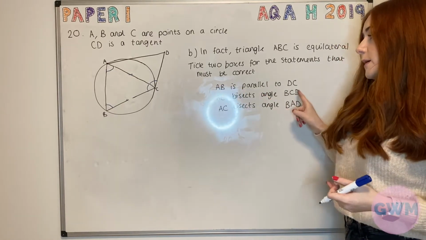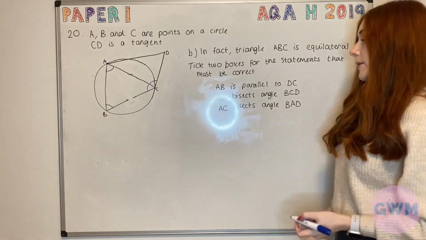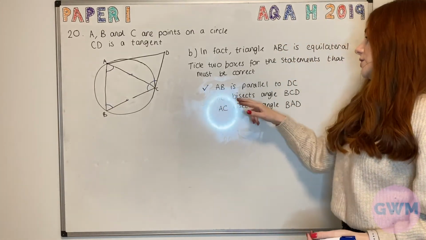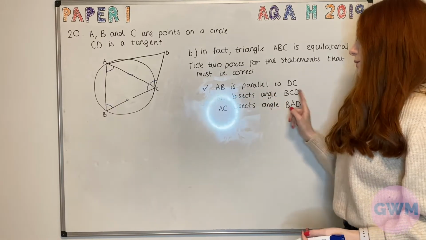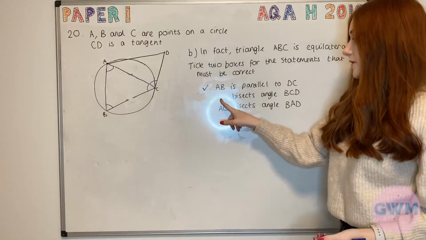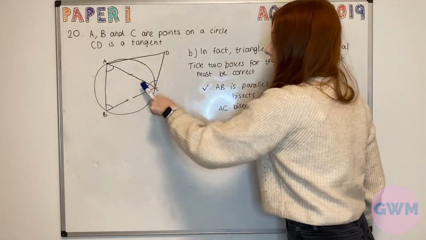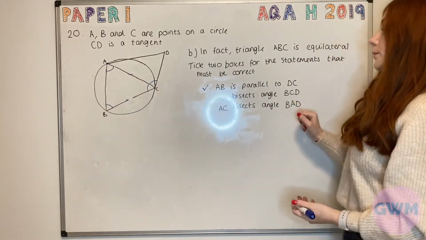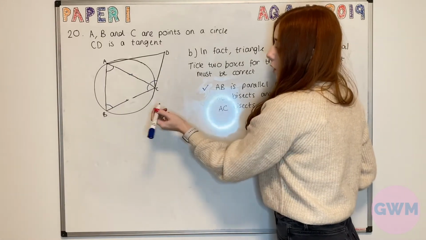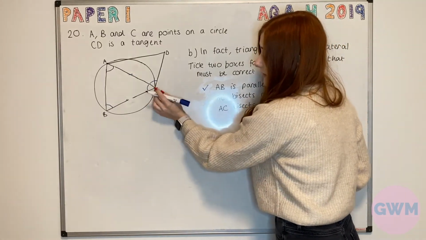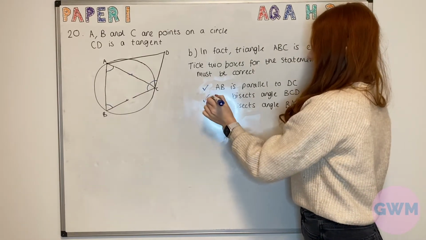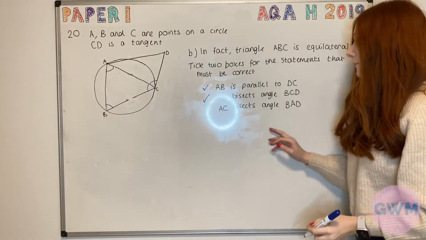Okay, well in the first part of the question we worked out that this was parallel, so we know that that is true. So that is one of our ticks. And the next thing is to just work out which one of these is true. Okay, let's look at the first one. So AC, so that's this line here, bisects, which means it goes straight through the middle of the angle BCD. Well, we know these two angles are the same size, so it has to go straight through the middle, which means this one must be true, but we'll check the last one just to make sure.